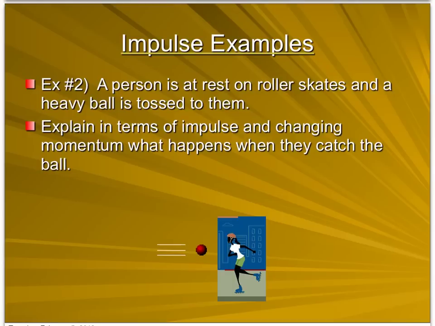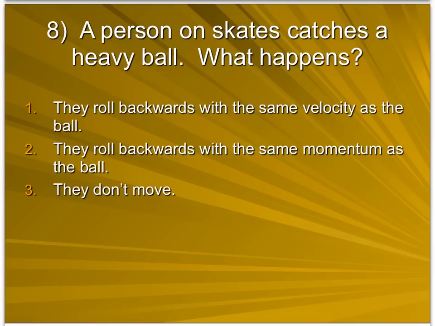Okay, in example 2, you've got a person that's on roller skates, they're standing at rest, and you toss a heavy ball to them. We're going to pretend they catch the ball and that they don't fall over. So explain in terms of impulse and changing momentum what happens when they catch that ball. We know when the person catches the ball, they're going to roll backwards because that ball is putting a force on them. And so what you have to keep in mind in terms of impulse and momentum is that the change in momentum is going to be the same on the ball as it is the person.